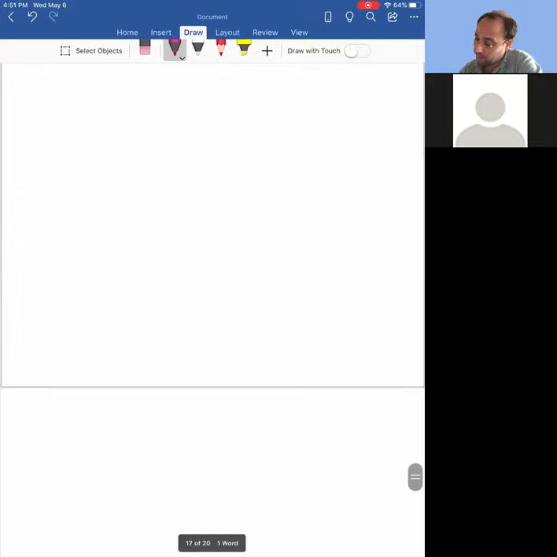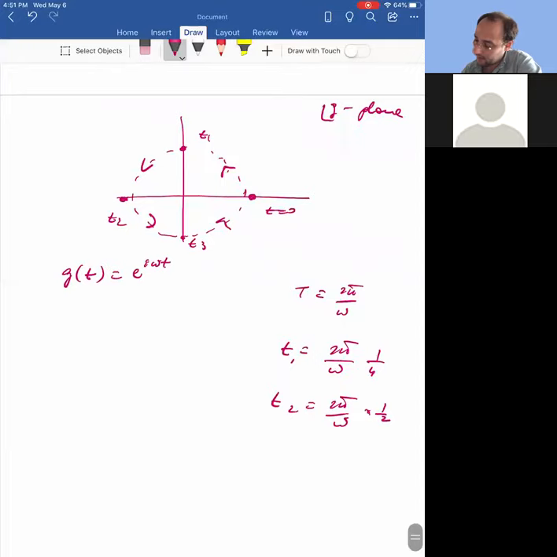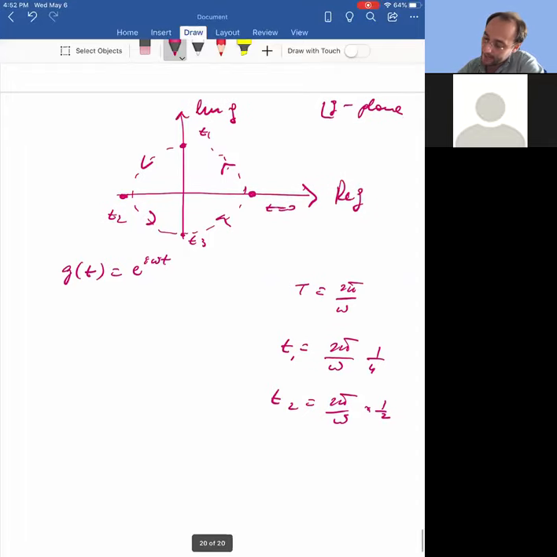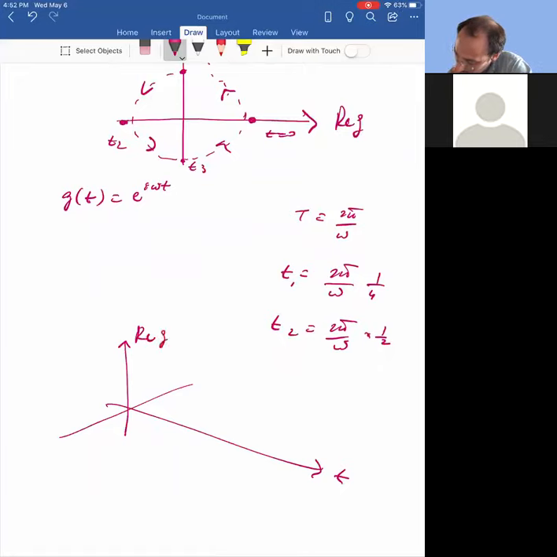But your textbook proposes another way to visualize that. So this is the real g, this is imaginary g. The way they propose to do that is they plot time on this axis, real g, and imaginary g. And they note that this is basically a corkscrew. So you follow a corkscrew in this space.